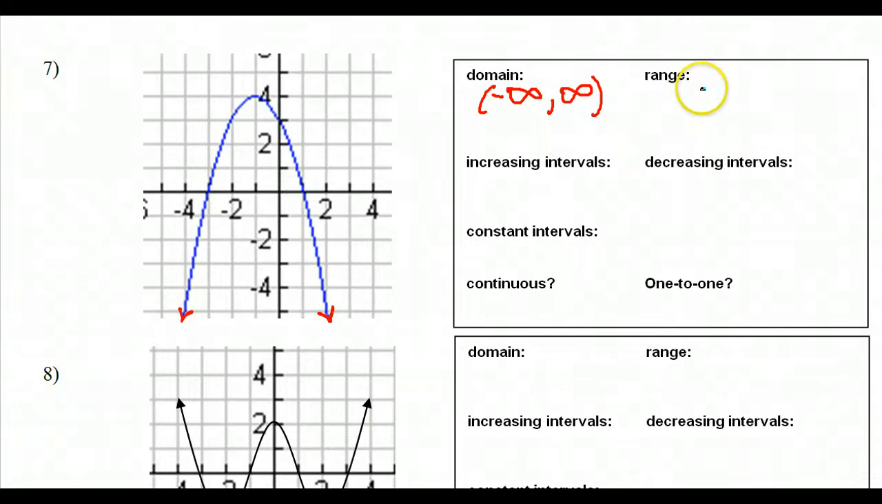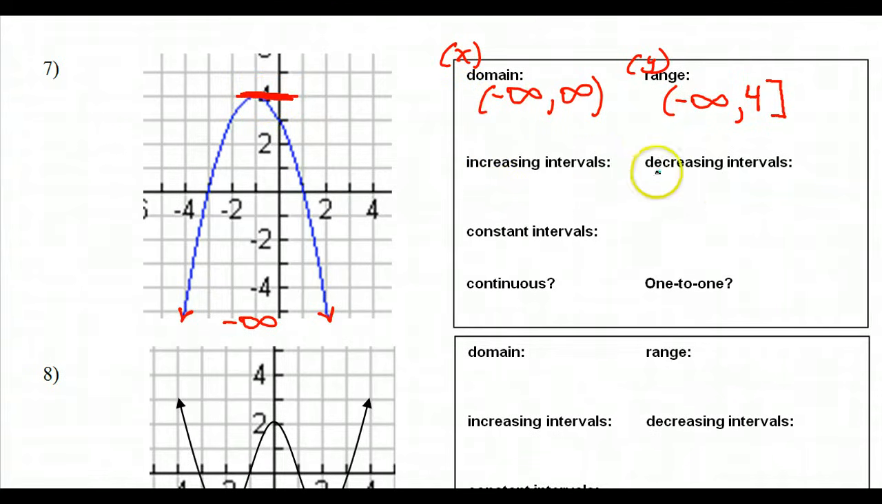Now the range. The range is the y values. All right, these are the x values. So we're looking bottom to top for the range. At the bottom, this thing goes forever down. So that's -infinity. Whoa, that's not a very good infinity. Let me try again. Okay, so -infinity. The top, this is the highest point of the graph. So we'll say -infinity to 4. And we will use a square bracket because it hits 4. It gets all the way there.